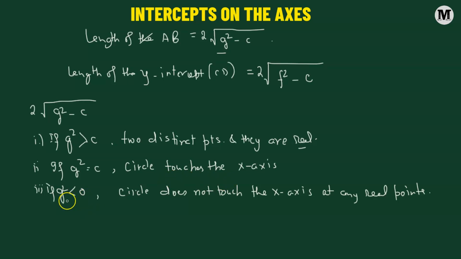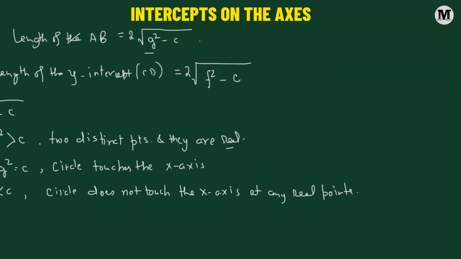And the last case, if f squared becomes less than 0, this is not 0, it is a mistake. This is not 0, this is c. So if f squared is less than c, then the circle is not going to touch the y-axis at any real points. Let's try to understand the concept with the help of a few numerical problems.